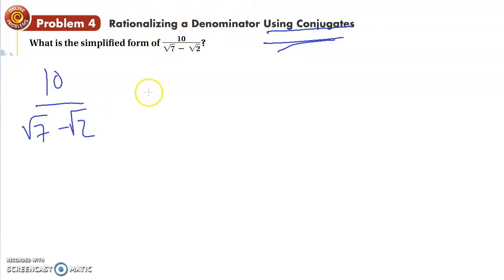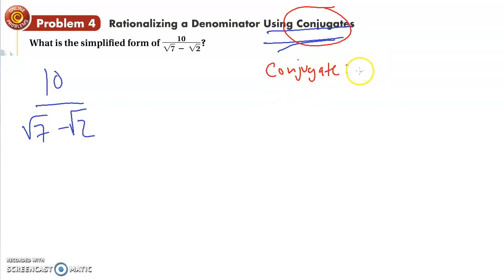And in a previous lesson, we might have multiplied the denominator by itself, but multiplying this by itself is not going to get rid of my square roots. In fact, what we have to do is multiply by the conjugate. So, first question, what is the conjugate of our denominator?